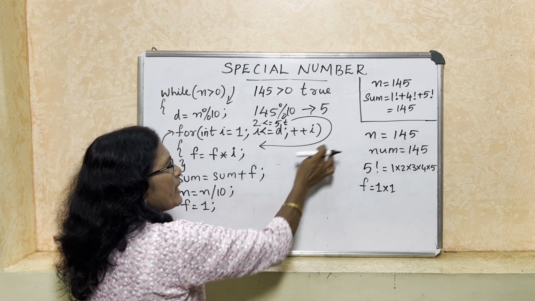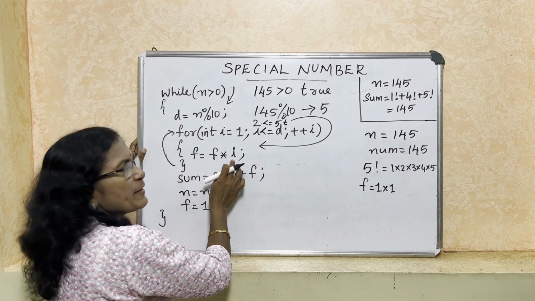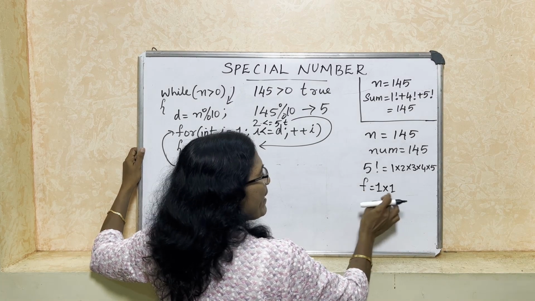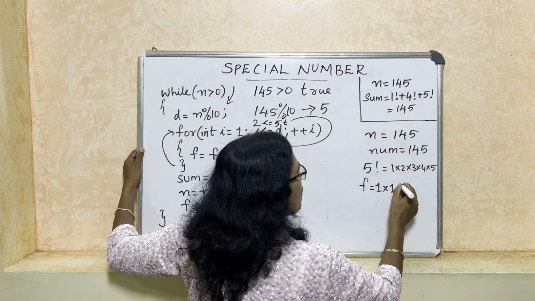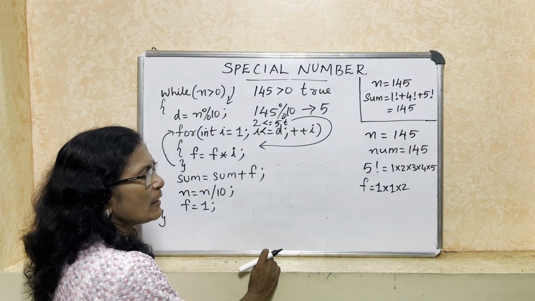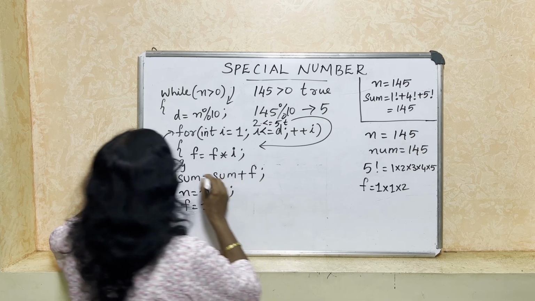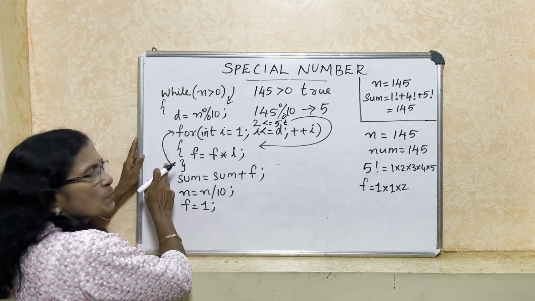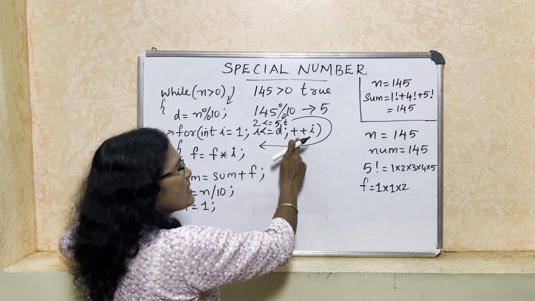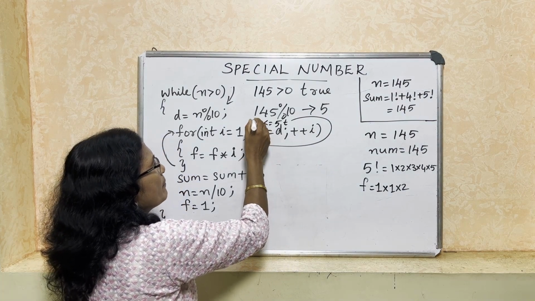So again control enters into the for loop's body. f is equal to f into i. The current value of i is 2. f has the value 1. So 1 into 2. So right now the value in f is 2. As the closing of the for loop's body is encountered, control goes back to the header line for the updation statement. i plus plus. Value of i is incremented to 3.